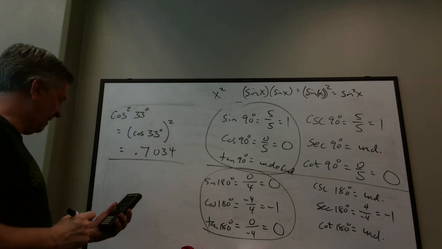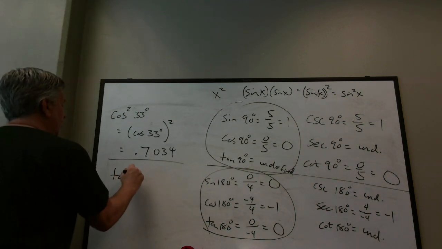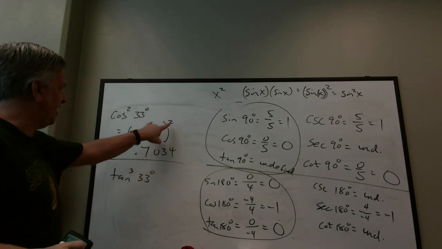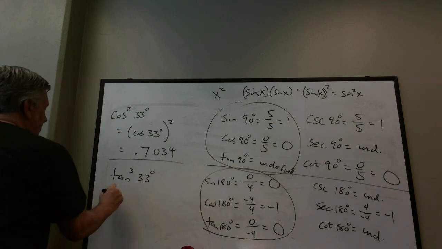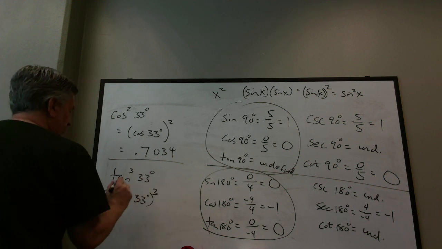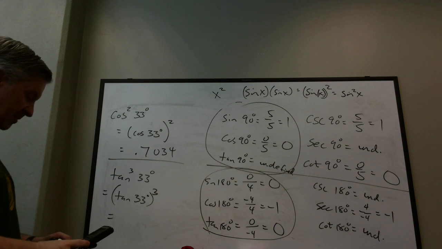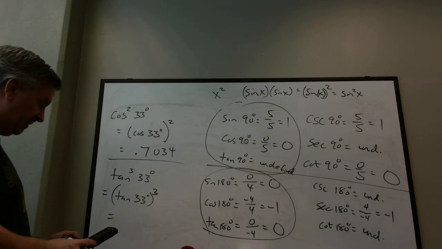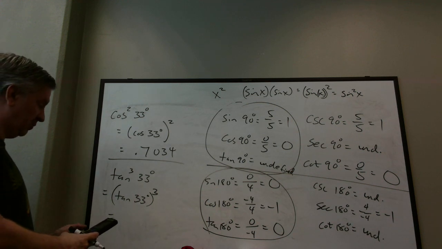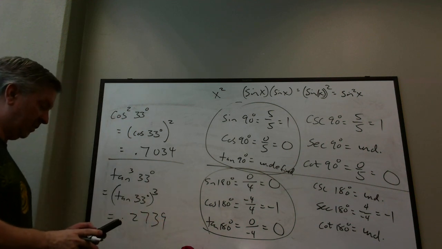Okay. And then the next one says, do tangent cubed of 33 degrees. Again, it's to the 3rd power now. So it's the same thing, but it's to the 3rd power. So again, you would type this in as tan of 33 degrees, cubed. Again, you don't need the degree sign. When you write it, you need the degree sign, but you don't need it when you type it in. So tangent 33, parentheses for the angle, parentheses for the whole thing, cubed. And I got 0.273, if you round to 4 places.